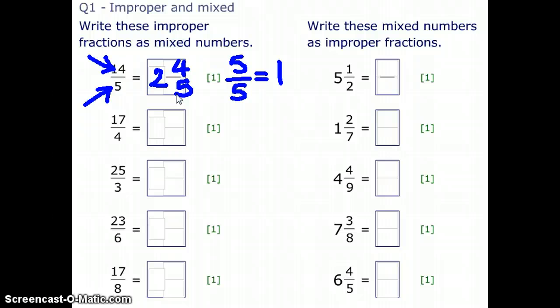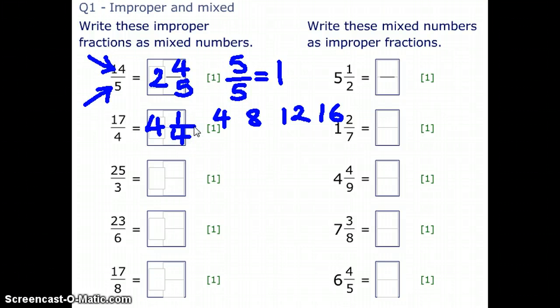So have a look at the next example. We ask ourselves, how many 4s go into 17? Now, if it helps, sometimes it might be worth writing down your times table. Well, we've got 4, 8, 12, 16. It clearly goes in 1, 2, 3, 4 times. We're going to get 4 wholes. What's left over? Well, I've used up 16 of my fourths. I'll have 1/4 left over.